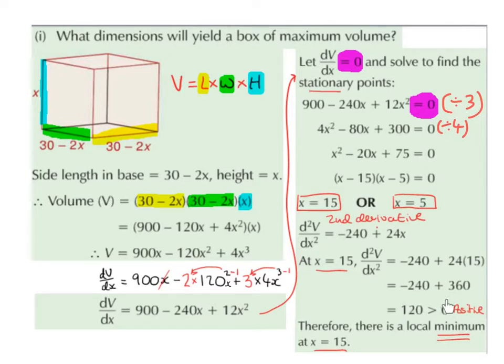If we had got a negative answer here, it would tell us we had a local maximum at 15, but we don't. We have a positive, so we know we have a local minimum at x is equal to 15. So now we're going to do the same thing with x equals 5. We're going to substitute it into the second derivative, and we're going to see is our answer positive or negative.